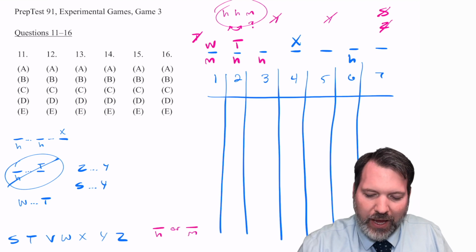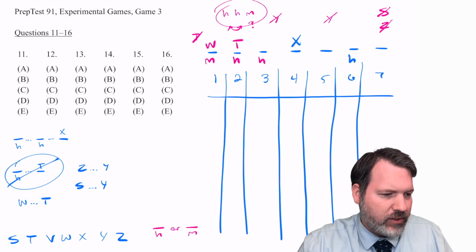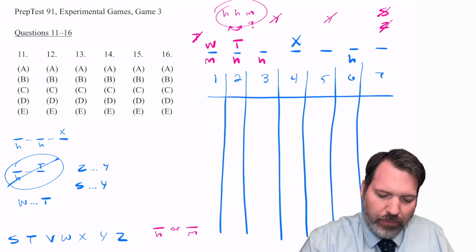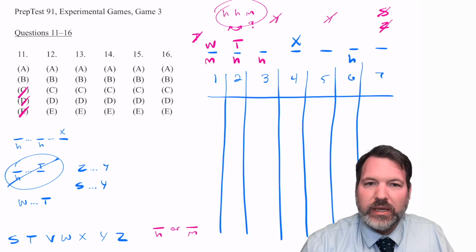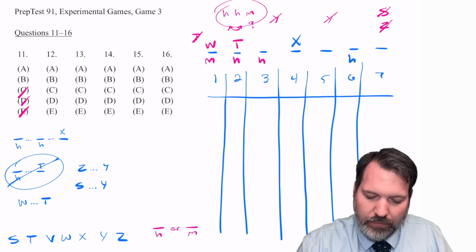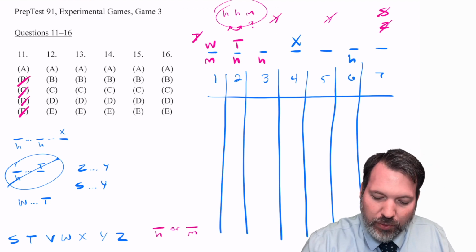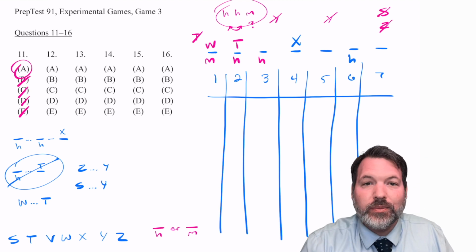Well, we know for sure it has to begin WT. And so A is okay, B is okay, but none of C, D, or E begin WT, and so it can't be C, D, or E. And then answer choice B has Y up third, but we know that's not possible. That was one of our deductions, so 11 has to be A.